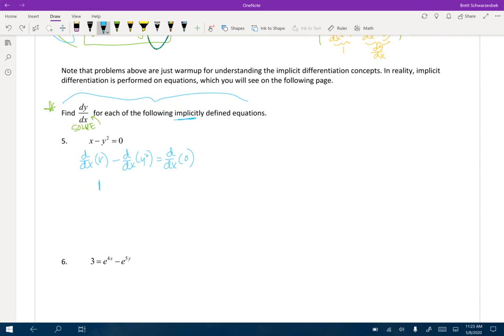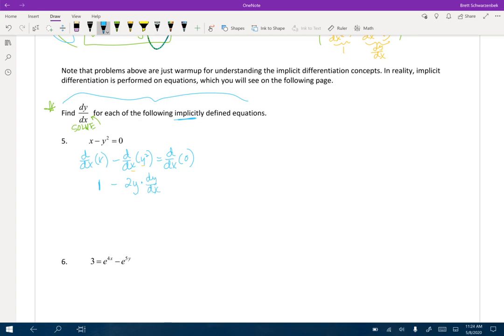What is the derivative with respect to x of y squared? Well, note that the variables are different, which means this is implicitly defined, so we need some implicit differentiation. So what do we do? We find the derivative of the function as if x was there, 2y to the first, and then we multiply by the derivative with respect to x of y, which is dy dx.